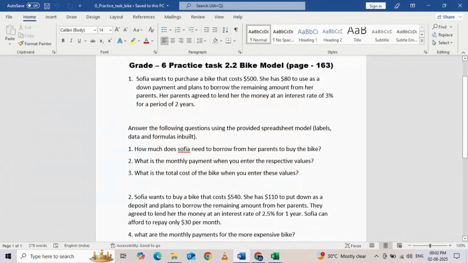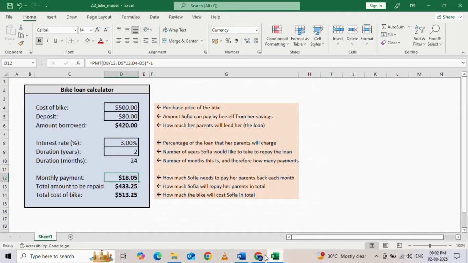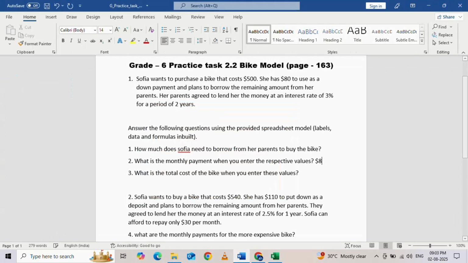What is the answer for this question? It is $18.05. She needs to pay $18.05 monthly as the EMI. And here the answer is $420. She needs to borrow $420 from her parents.